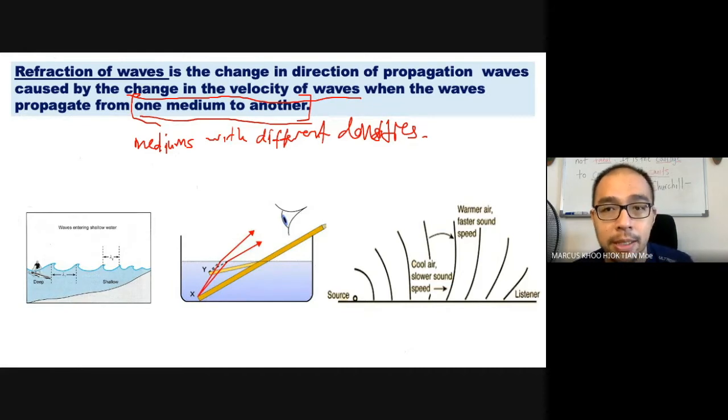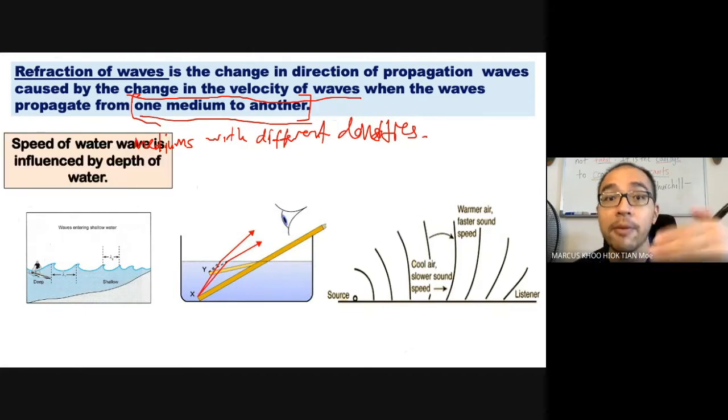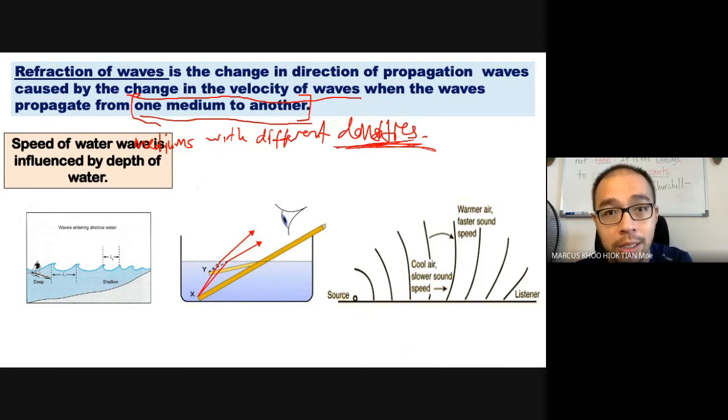For example, in the case of the water wave just now, the different medium is the depth of the water. So deep water and shallow water, we will consider it two different mediums. Dua bahan yang berlainan. But I would like to call it mediums with different densities. Dia punya ketumpatan adalah berlainan sebab one is in deep water and one is in shallow water. That is for water wave.